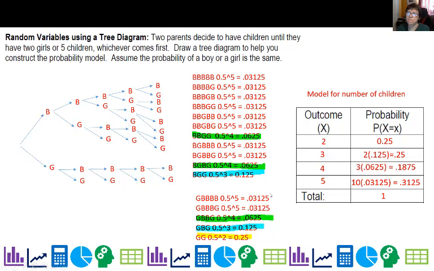Now that I have this model, I can plug this in Statplet to get a nice histogram, and it'll calculate my expected value and my standard deviation to make my life easier. Now, I could be asked to show the calculation, and I will expect you to be able to do it for me as well. You go 2 times 0.25, 3 times 0.25, 4 times 0.1875, 5 times 0.3125, add them up, and that would give you your expected value. And then the standard deviation, well, I'd have to figure out the mean first. So I would do 2 minus whatever the mean is, squared, times the 0.25, kind of like I did in the previous example.